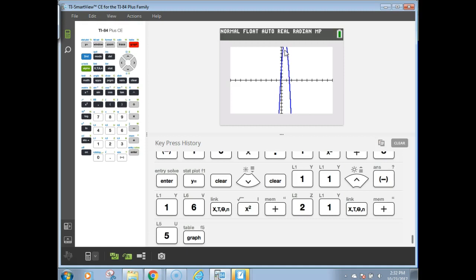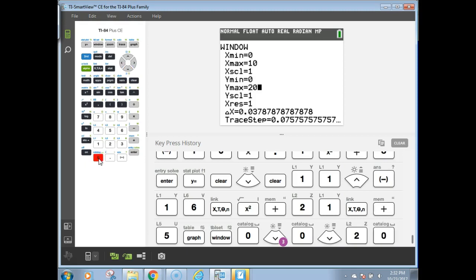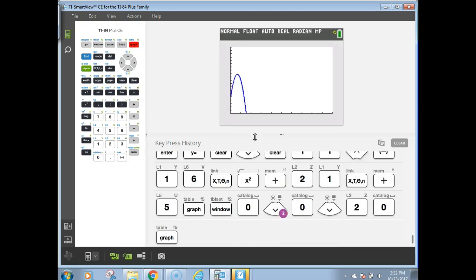Okay, I can't see well, literally, but that's beside the point. Let's go and mess with our window. I really don't care about negative time. I'm going to increase my Y. Went to window. I'm just going to change the maximum to 20. Oh, I guess yours doesn't have to look just like mine as long as you can see.